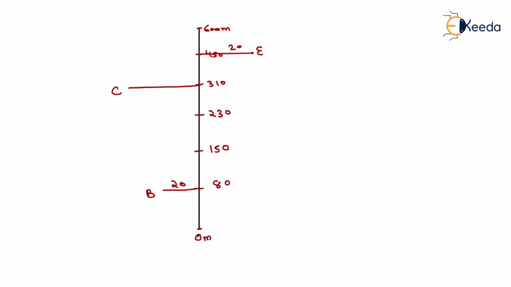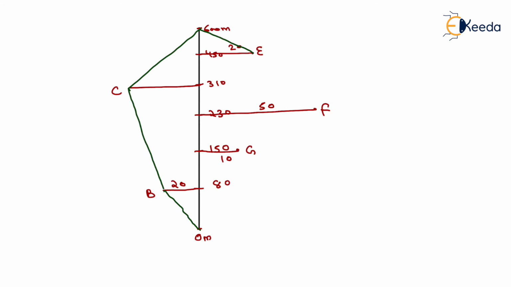E. Similarly at 230 there will be an offset of 50 whose name is F. Similarly at 150 there will be an offset of 10 whose name is G, which is shown here. Now we will just join all these lines with the help of straight lines like this, and we will get the shape as triangles, trapezoids.